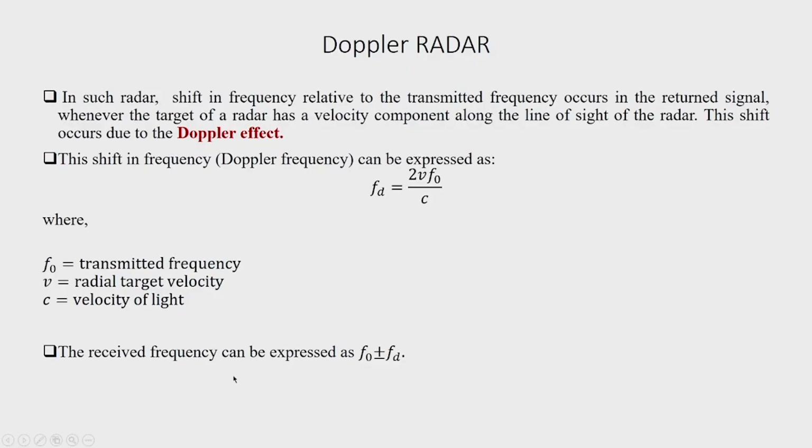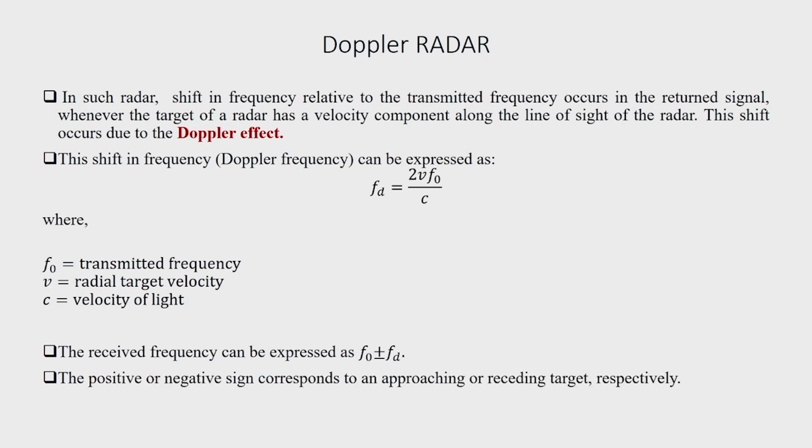Now, the received frequency can be either f naught plus f d or f naught minus f d, depending upon the direction of movement of the target. Positive or negative sign corresponds to an approaching or receding target respectively.